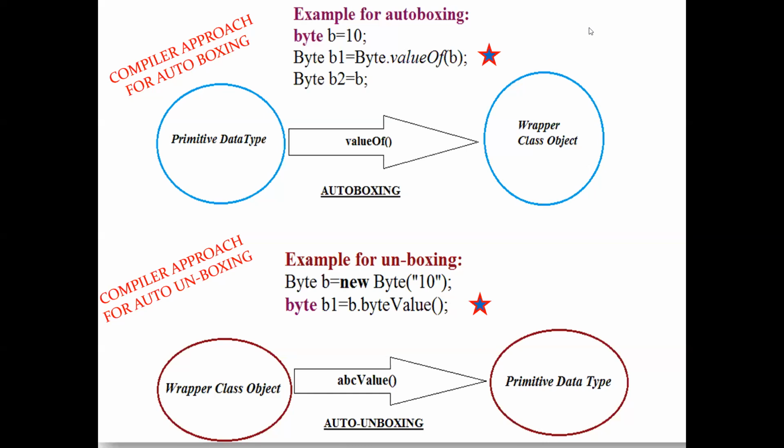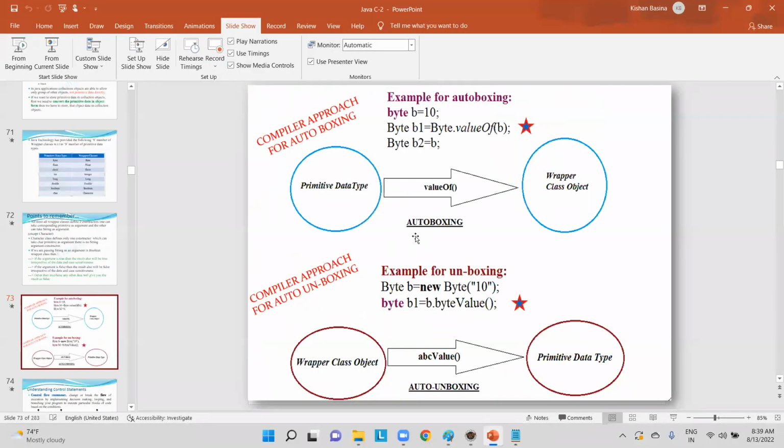Just one last point. For the 8 primitive data types, there are 8 wrapper classes. I believe you have already written this diagram, like all these 8 wrapper classes.